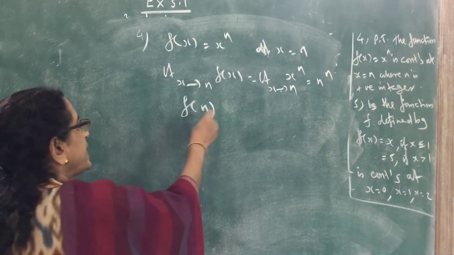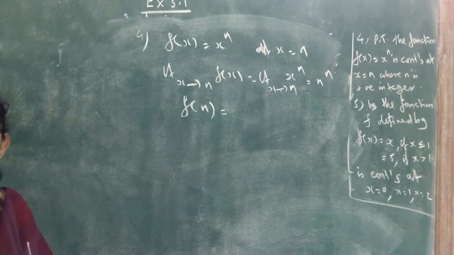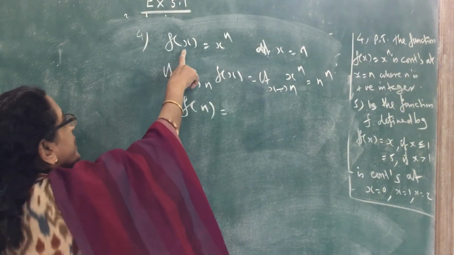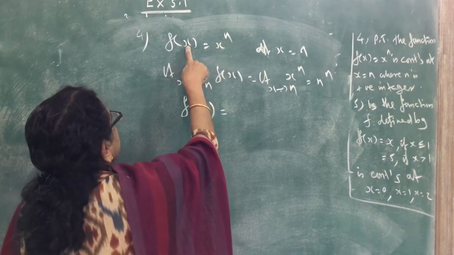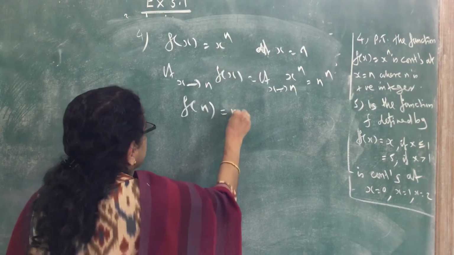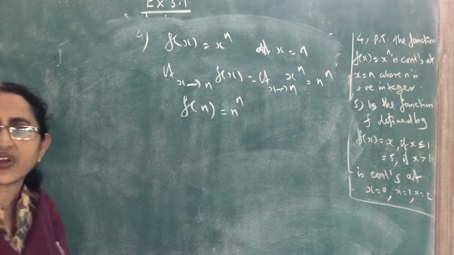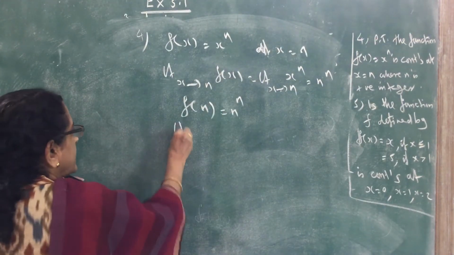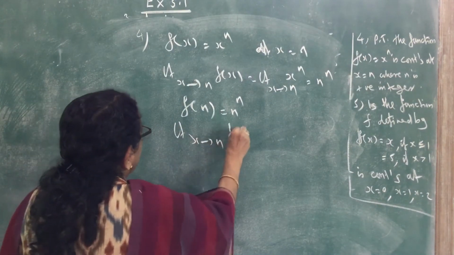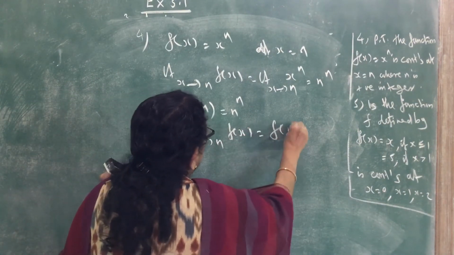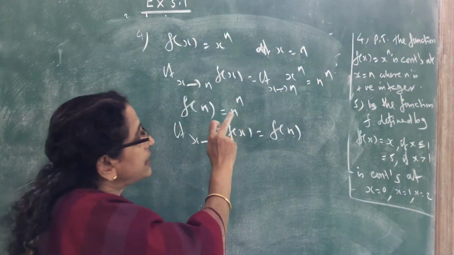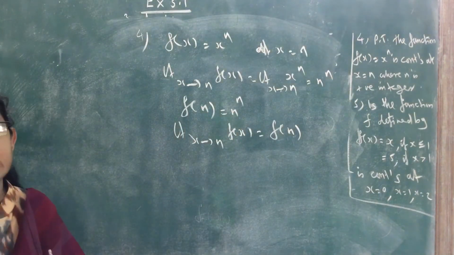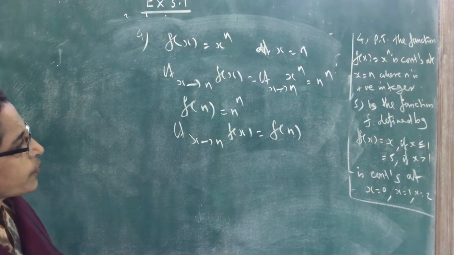Now what is f of n? It is the value of the function f of x when x equals n. That means f of x equals x raised to n. So what is f of n? In the place of x, we write n, so f of n is n raised to n. Both are equal. Therefore we can write limit x tends to n f of x equals f of n. Therefore f is continuous at x equal to n, where n is a positive integer. So we proved it. Now see question number 5.